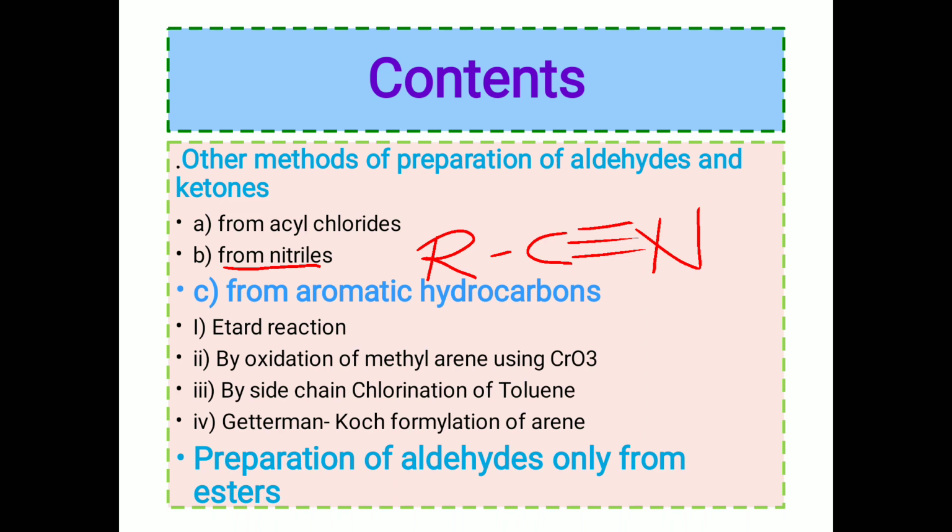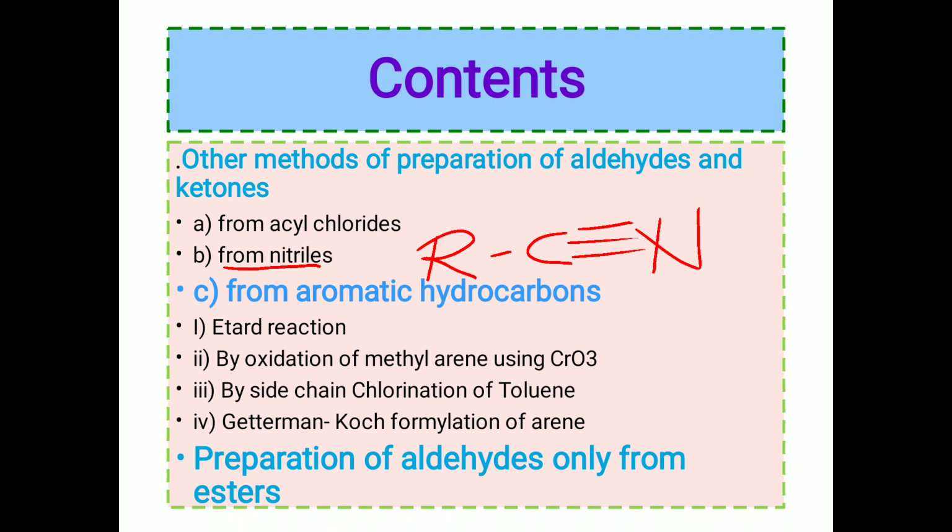From aromatic hydrocarbons means in the benzene ring there is a hydrocarbon group, like toluene. It is also of various types. We have studied the main four types. The first one is the Etard reaction. The second is the oxidation of methyl arene using CrO3. The third is the side chain chlorination of toluene, and the fourth is the Gattermann-Koch formylation of arenes.